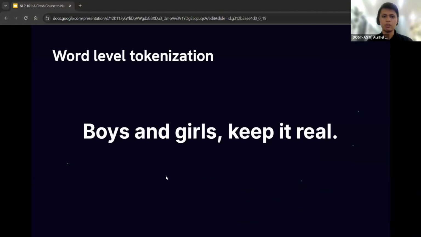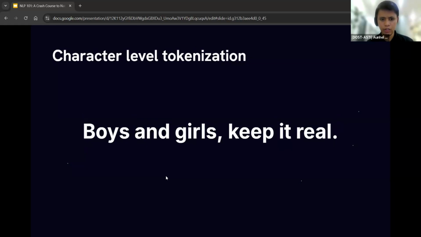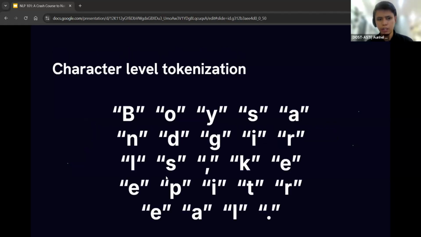So we have what we call word level tokenization. Let's say in the sentence "boys and girls keep it real," we use word level tokenization. We have boys, and, girls, keep, it, real. So we're separating every word. You can do this either including the punctuation or also tokenizing the punctuation as well. Then for character level tokenization, "boys and girls keep it real," we just split it into characters.